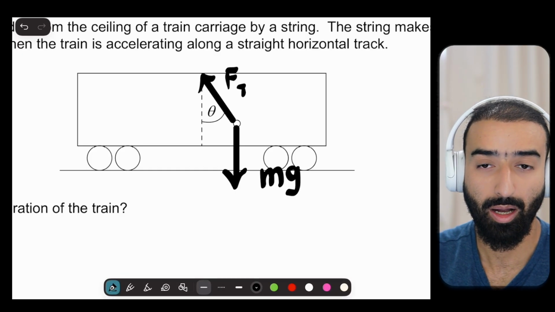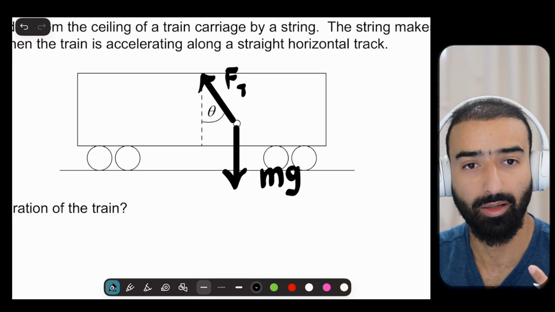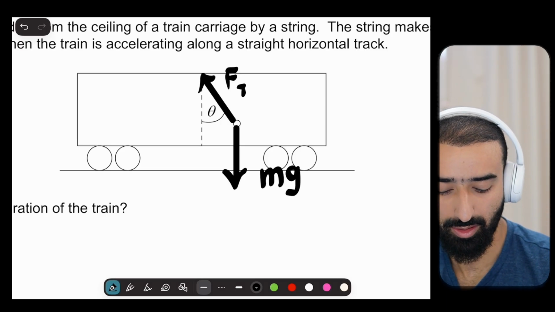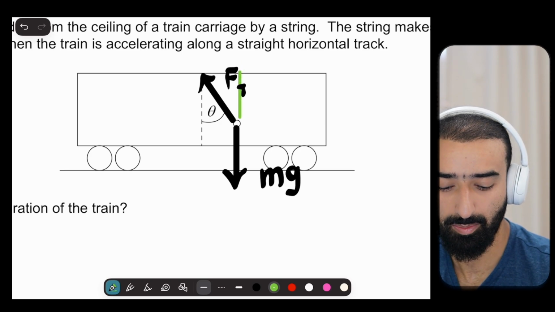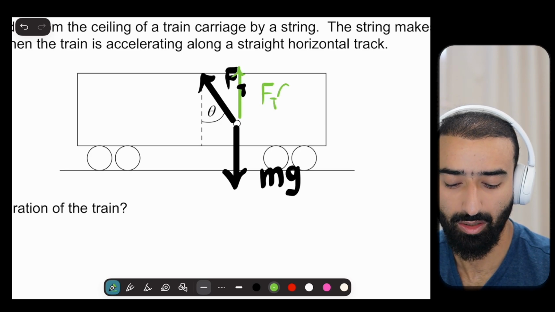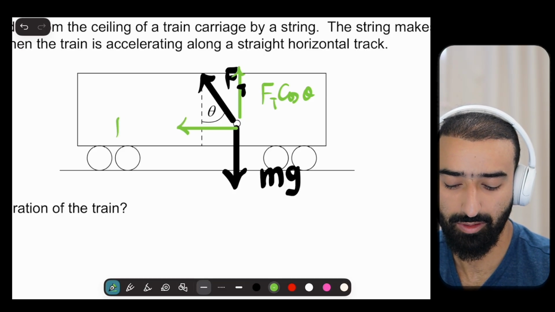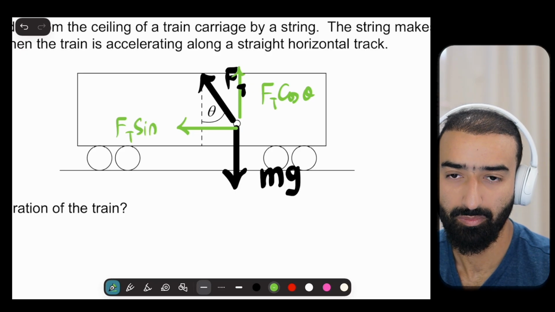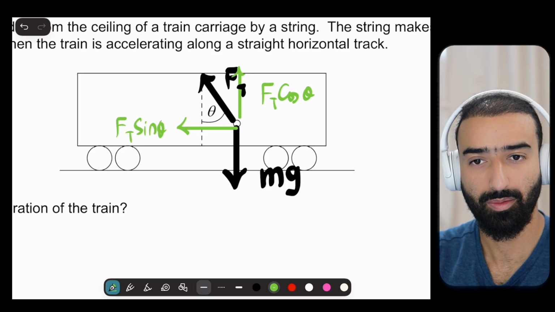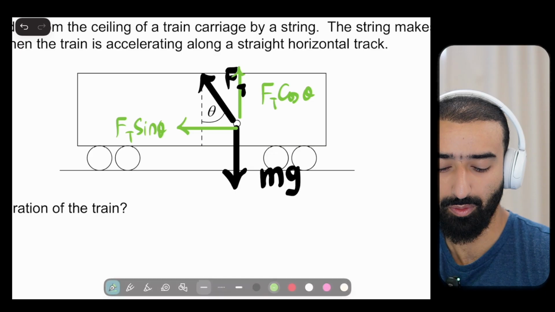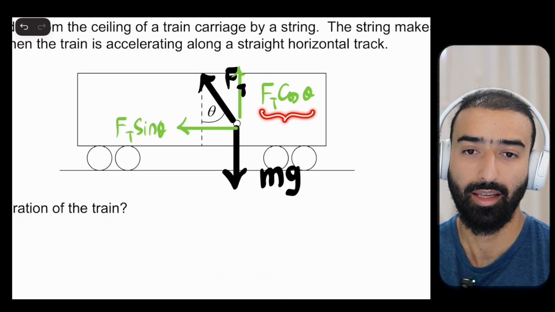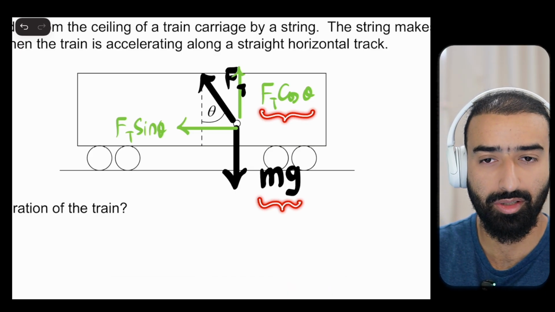If you don't know how it's so, drop it in the comments. I'll make a video explaining that. So the vertical component of Ft that's going up is Ft cosine theta. Ft has another component to the left. That would be Ft sine theta. Does that make sense? Now, if you look at the forces, this guy and this guy, they balance each other.